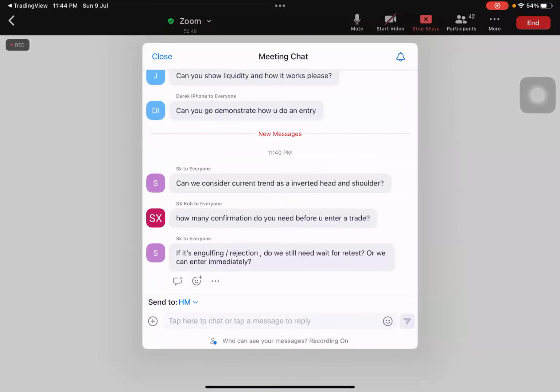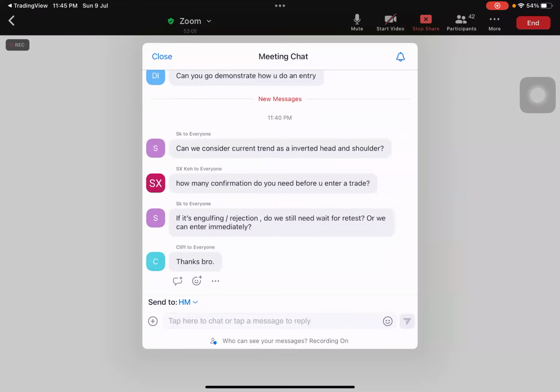Can we consider the current trend as an inverted head and shoulders? How many confirmations do you need before you enter a trade? For me, I always wait for more than two. The more the better. Depends.